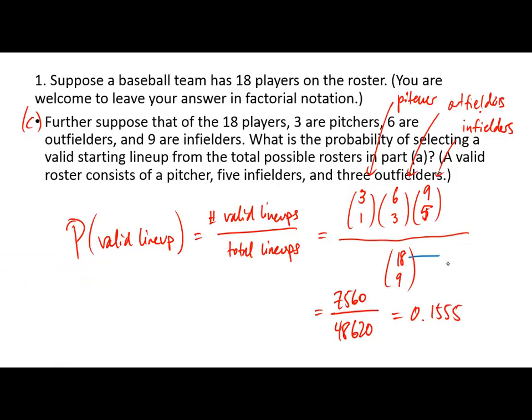So here I have 18, and I want to choose 9 of them. Well, if you add up the top row here, that gives you, again, there's 18 total players. If you add up this row, that'll give you 9. So I'm still choosing 9 players out of these 18 players, but I want to do it in such a way that a certain number come from each group there. And it's like I need 1 pitcher, and I need 3 outfielders, and I need 5 infielders, which is why you're multiplying those all together.